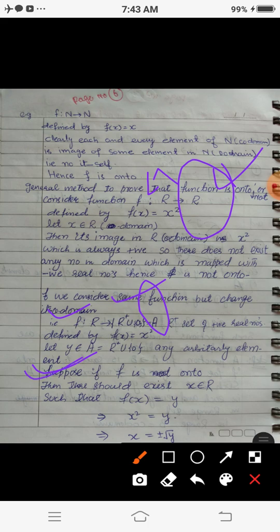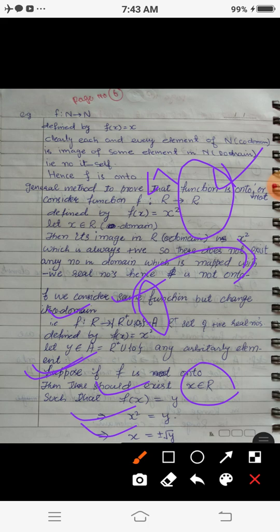If this is onto, it means that if we consider any arbitrary element y from R positive union 0, that is set A, the codomain, then if f is onto, this element is the image of some element of the first set, which is R. So there exists x belongs to first R such that f of x equals y, which implies that, since f of x is defined as x square equals y, x equals plus minus root y.